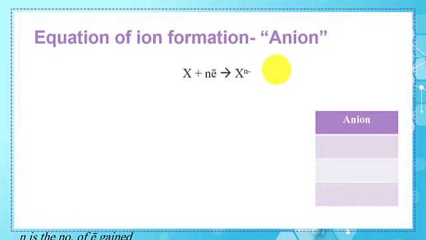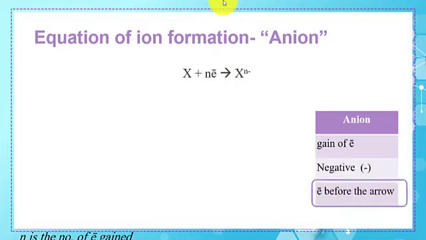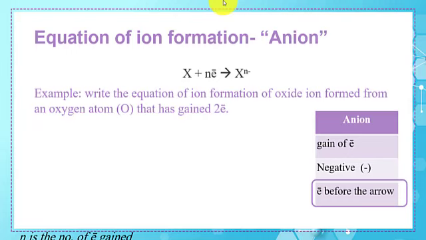Concerning an anion, the electrons are written before the arrow. As you can see in the rule, they are written before the arrow. N is the number of electrons gained by the atom in order to change and become an anion. So the anion gains electrons, it is negatively charged, and the electrons are written before the arrow.